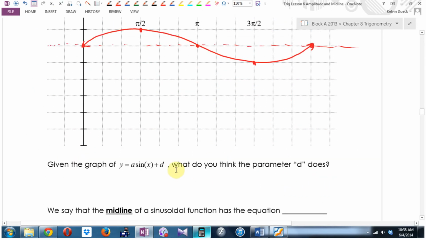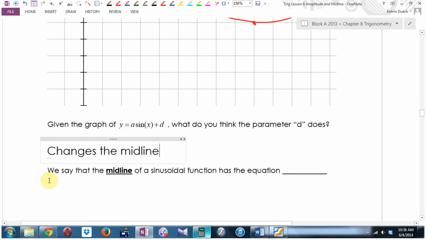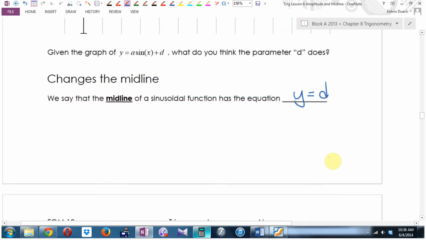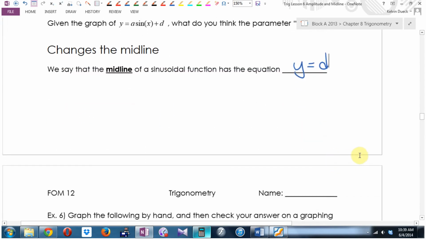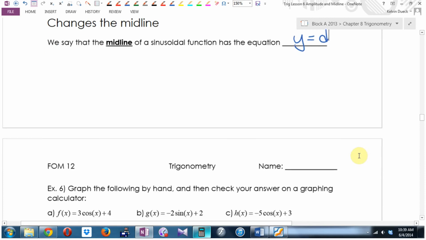What do we think the parameter d sitting right there does? Changes the midline. In fact, the equation of the midline of a sinusoidal function of sine or cosine has the equation y equals d. That's how high the midline is.